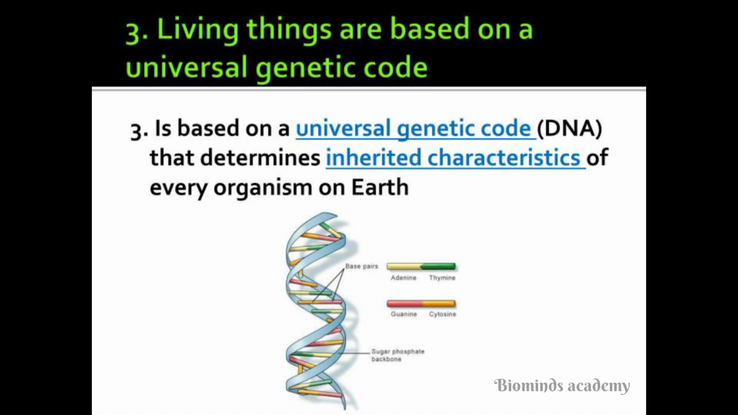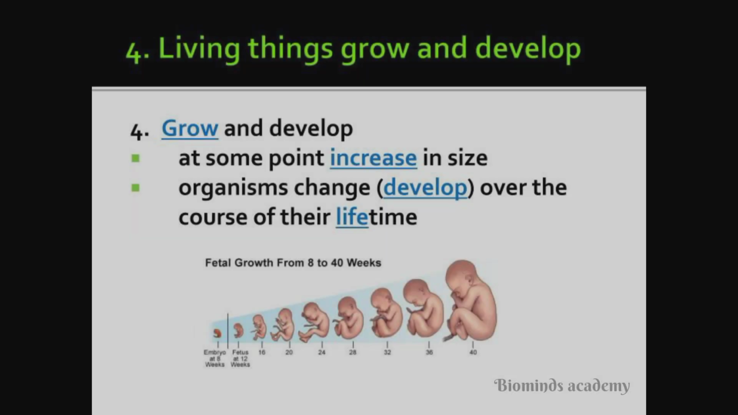The third characteristic is that living things are based on a universal genetic code. This is DNA, which determines the inherited characteristics of every organism on earth. Genetic information is passed from one generation to the next through DNA. This genetic material determines the characteristics of organisms and allows traits to be inherited.